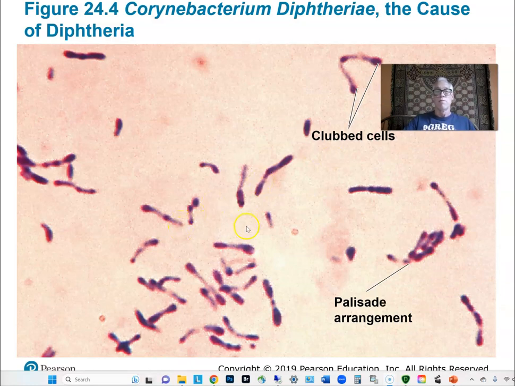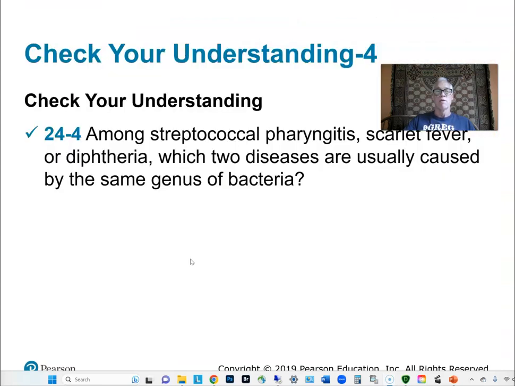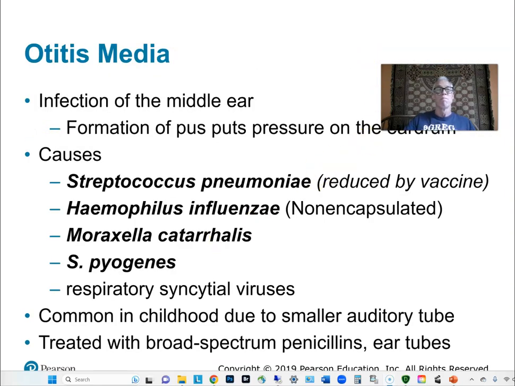But what it's known for is its respiratory infections. And there's the pictures of the bacteria. They sometimes form little rows of columns called the palisade arrangement of bacteria. That's common to this as a part of the microscopic diagnosis of this infection.